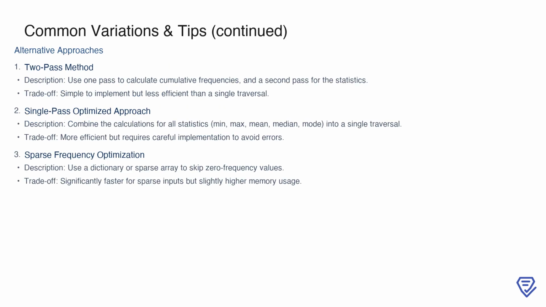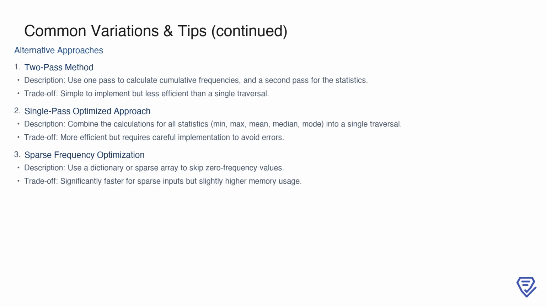There are several alternative approaches to solving this problem, each with its own trade-offs. The two-pass method involves using one pass to calculate cumulative frequencies and a second pass to compute the required statistics. While this approach is straightforward and easy to implement, it's less efficient than a single traversal. On the other hand, the single-pass optimized approach combines the calculations for all statistics such as the minimum, maximum, mean, median, and mode into a single traversal. This is more efficient but requires careful implementation to avoid errors.